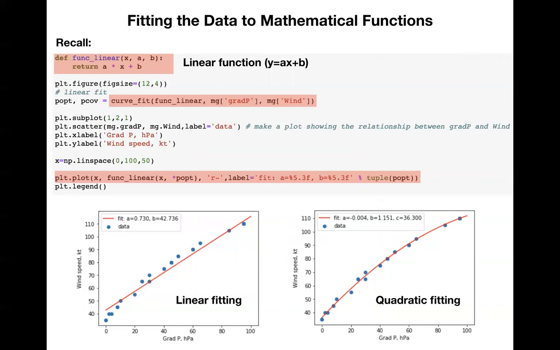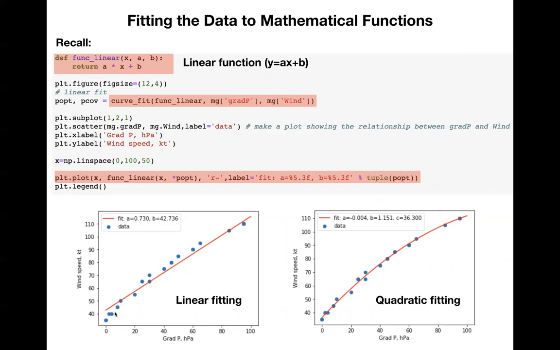So if you still remember the curve fitting, we're going to use curve fitting, and this is an example of a linear curve fitting. So what you do is you first create a linear function, which is called func_linear, ax plus b, and then we use the curve_fit from SciPy with the linear function, the x data, and the y data, and then we plot the function using the popt. popt is the optimal fitting results for a and b.